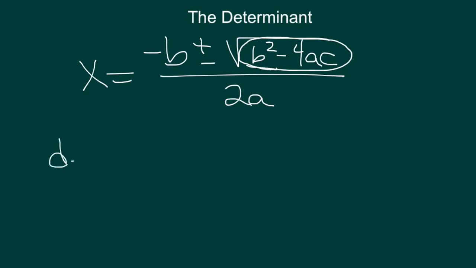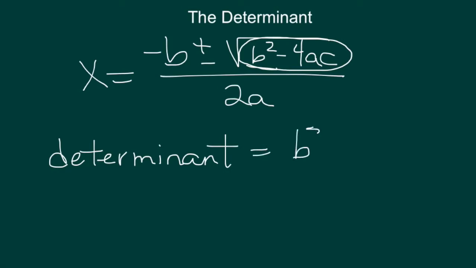So, the determinant is b squared minus 4ac. Okay? We can get a lot of information from this. We can figure out how many solutions we have, how many solutions are real, how many are imaginary, and I'm going to give you a chart on the next screen, and then I'll explain how we go about using this when we're working in a problem.